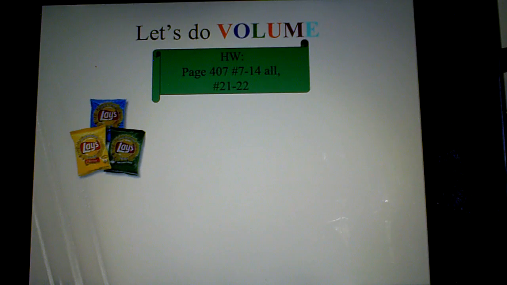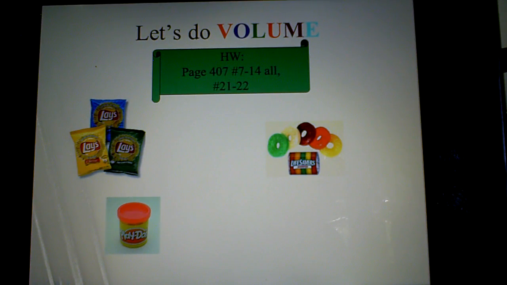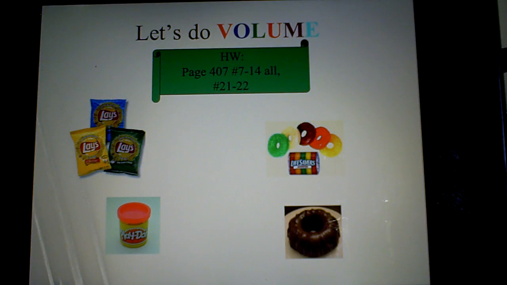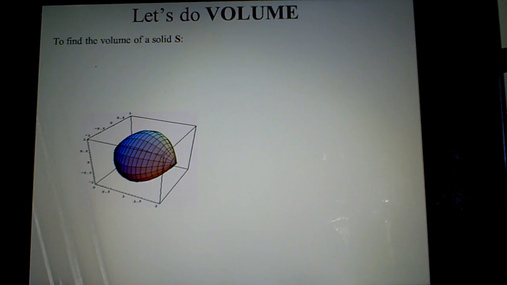So as I said, I want you to think of potato chips, lifesavers. That's today's lesson, because I'm taking two lessons and putting them into one. Potato chips and lifesavers. Play-Doh will be in another couple days, and the same with bundt cakes. Three-dimensional shapes.